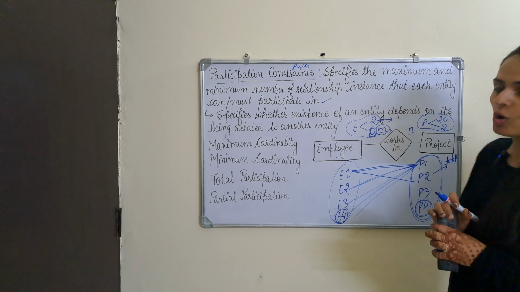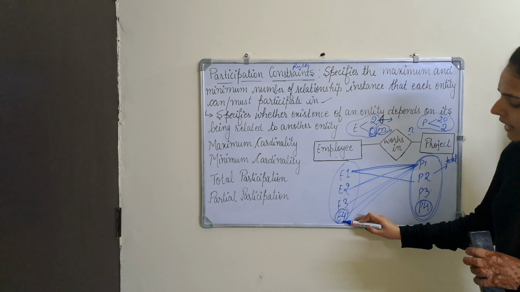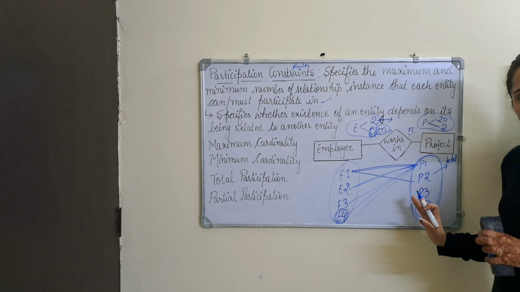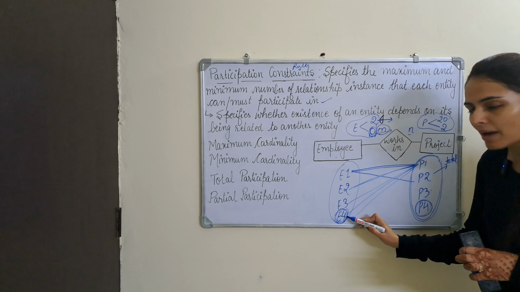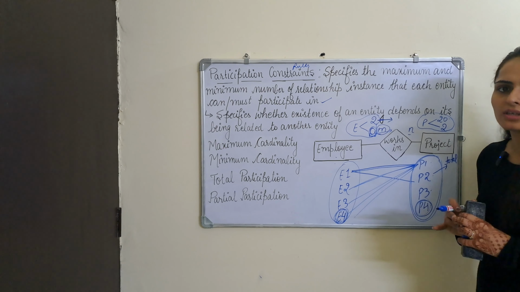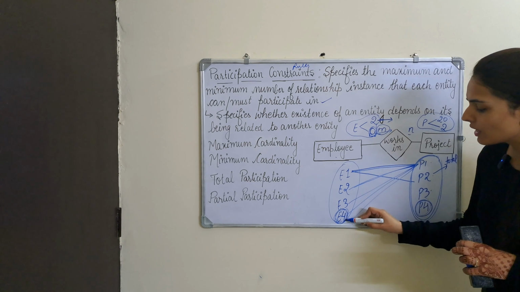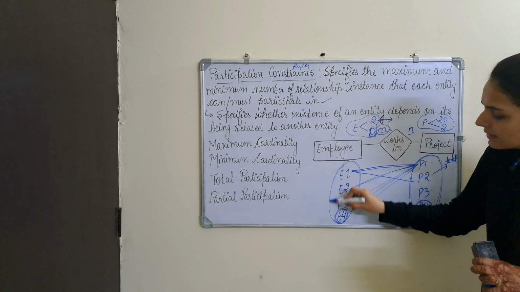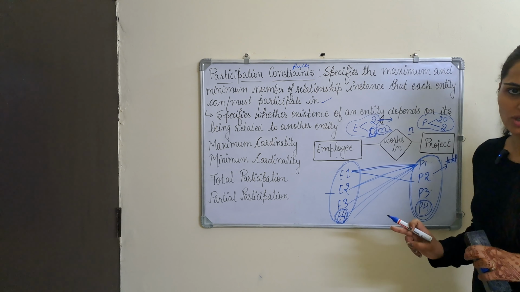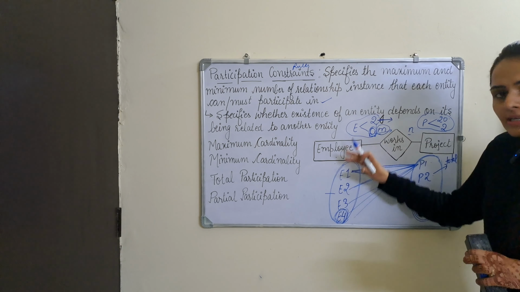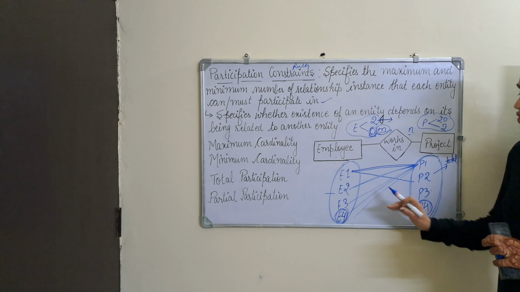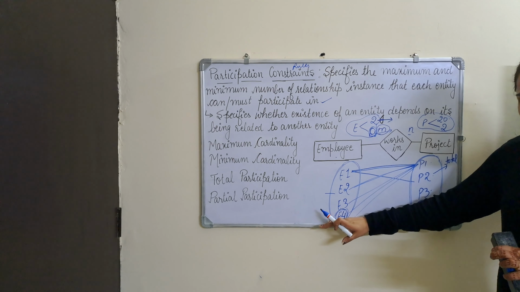However, in the employee entity set, we know that there can be an employee who is not working on any project. That means he might not be participating in any of the relationships. So for this, we can say that this entity set has partial participation, because not all the entities in this entity set are participating in a relationship.